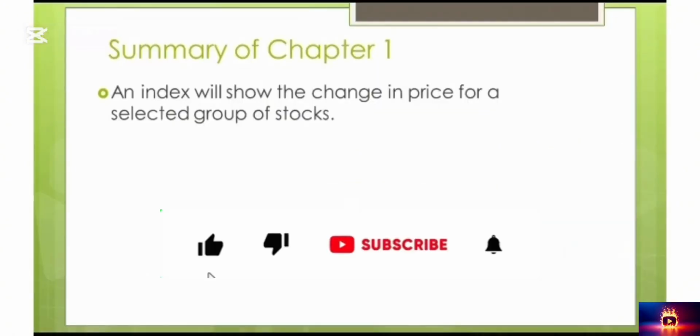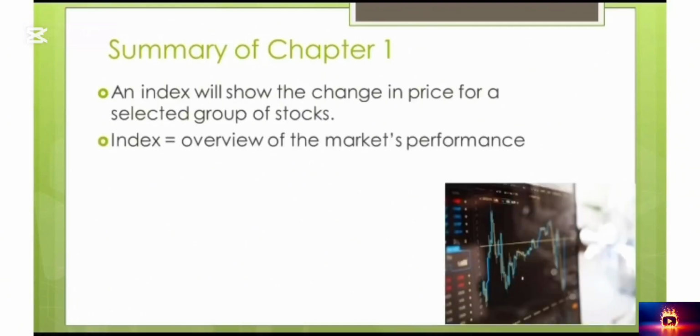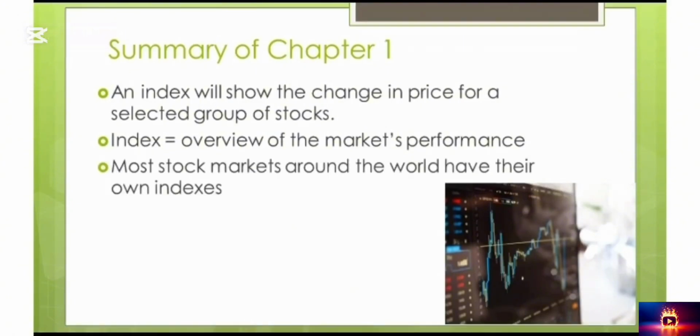Now let's move on to the summary for chapter 1. We've covered what the markets are, and we know that for the stock market, there is something known as a stock market index that will show you the change in price for a selected group of stocks. And we learned that an index is useful because it can give you a quick representation of the overall market performance. Most stock markets around the world have their own indexes, and there are many ways to view indexes online. I've shown you one way, and that is through Yahoo Finance. So this is all for chapter 1, and for the next chapter, we will look at what makes the markets move. See you soon.